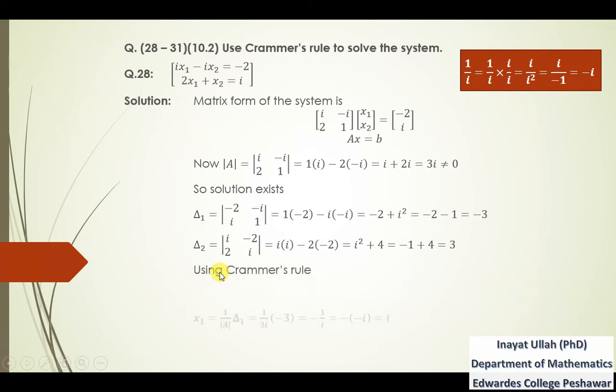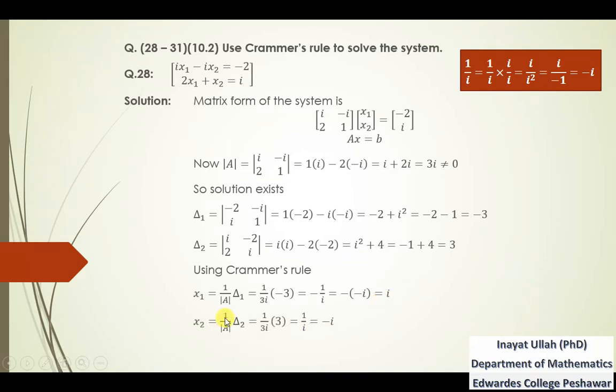Now using Cramer's rule, Cramer says that x1 is equal to 1 by determinant of A into delta 1, but determinant of A is 3 iota, so replacing determinant of A by 3 iota and replacing delta 1 by minus 3. 3 cancel, so that is minus 1 by iota. 1 by iota is calculated here, that is minus iota. So 1 by iota is minus iota, minus minus plus, so that is iota. So x1 is equal to iota.